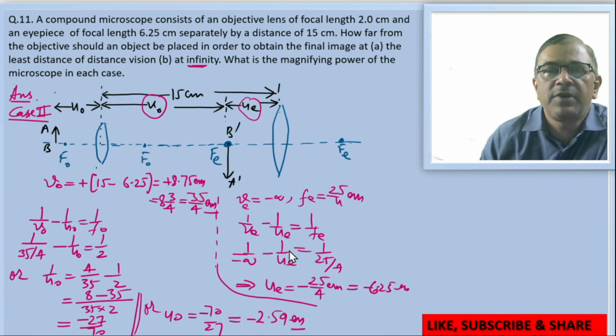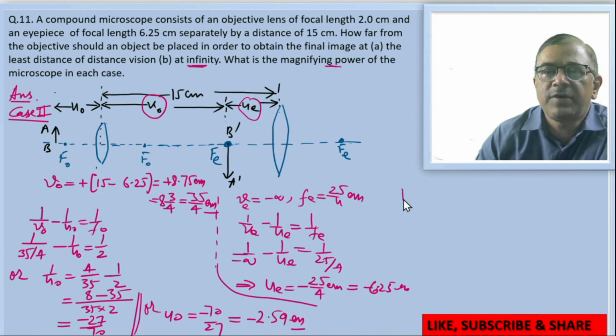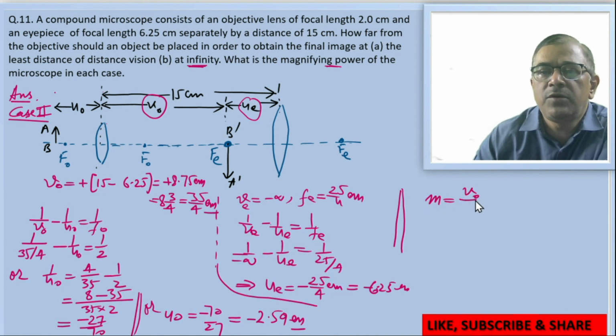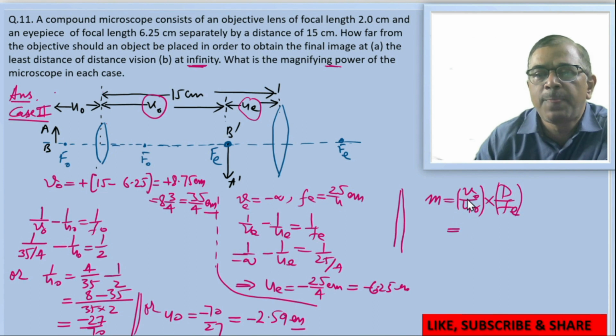Now next part, we are also supposed to find the magnification power in this case, and the magnification power should be given by M equals VO by UO multiplied by D by FE. Substitute values with the sign convention. I hope you know this stands for the magnification of the objective lens, and this is the magnification of the eyepiece when the final image is formed at infinity.